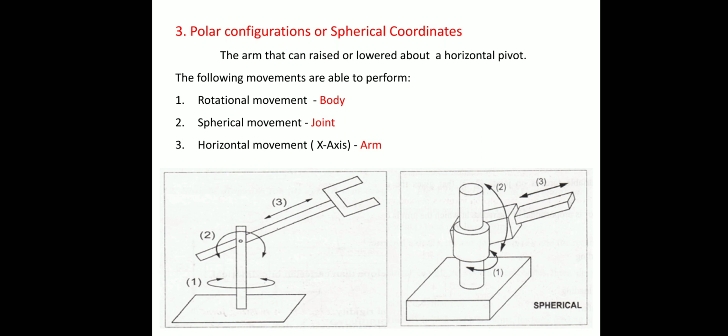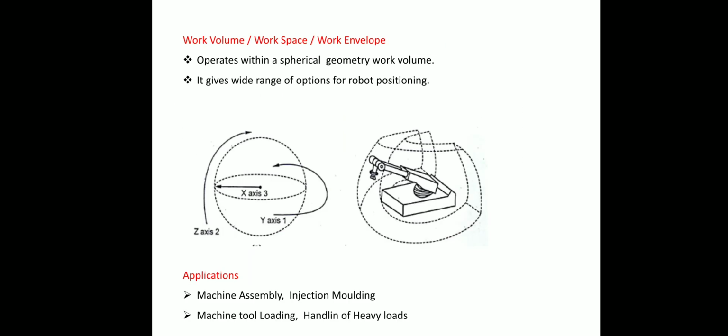Next, polar configuration, otherwise called a spherical configuration system. It has rotational and twisting motion. About the vertical axis it can rotate 360 degrees, about the horizontal axis it can revolve, and it also has extension and retraction motion at the end of the arm. So it can reach a spherical shape. That's why it is called a spherical coordinate configuration, otherwise polar configuration. This figure shows the work volume of the polar configuration robot. It is used for machine assembly, injection molding, machine tool loading and unloading, and handling of heavy tools.